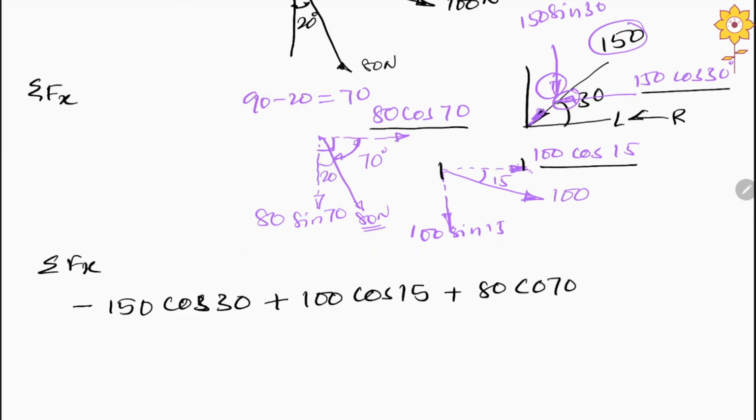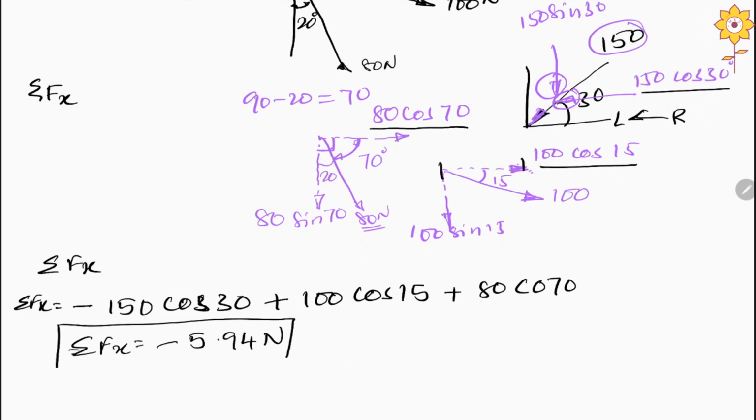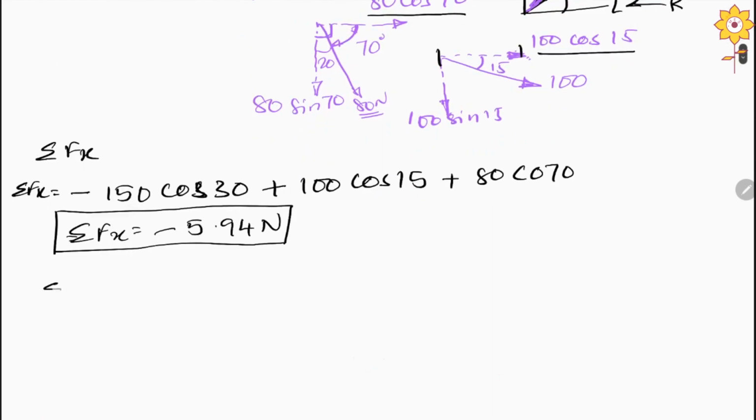So this is nothing but summation of f of x. If you put this into the calculator, we will get a value of minus 5.94 Newton. So summation of f of x is minus 5.94 Newton.